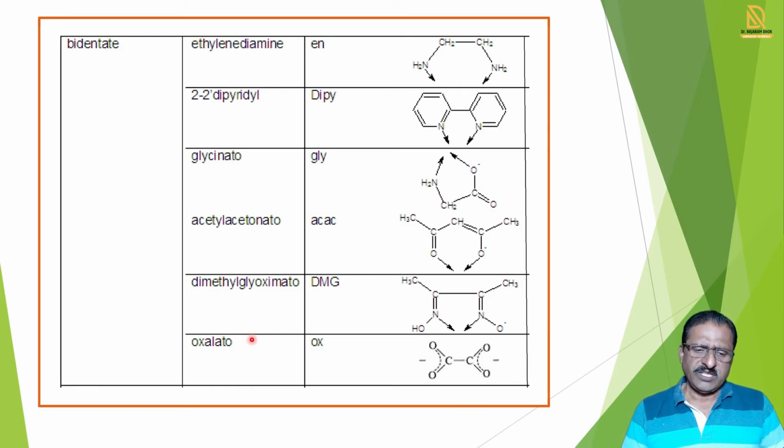One of the next examples of bidentate ligand is oxalato. Oxalato is shown by its short form OX, and its formula is in this way, COO. Now this shows symmetry, and so oxalato is a symmetrical bidentate ligand.